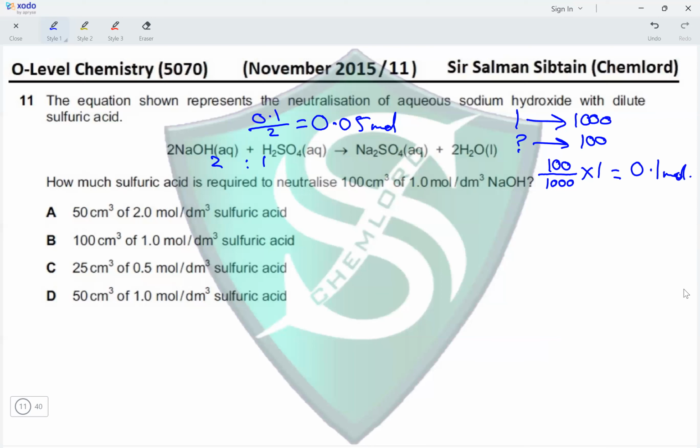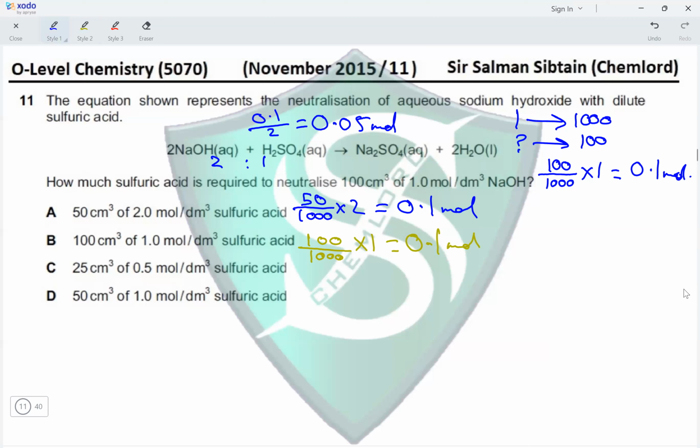So in option A, we have 50 cm cube of 2 mole per dm cube sulfuric acid, which means this would be calculated as 50 upon 1000 into 2, which would give us a value of 0.1 moles, which is incorrect. The next would be 100 upon 1000 into 1. 100 is the volume of sulfuric acid, 1000 is the concentration volume, and 1 mole per dm cube, 1 is the mole present in that 1000 cm cube. Therefore, this also gives us a value of 0.1 moles, which makes this option incorrect as well.